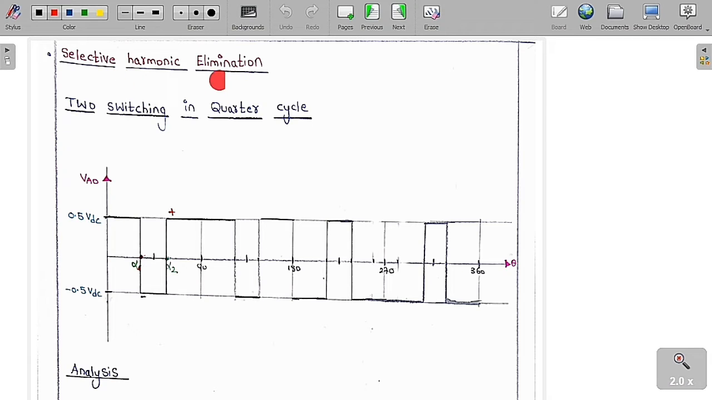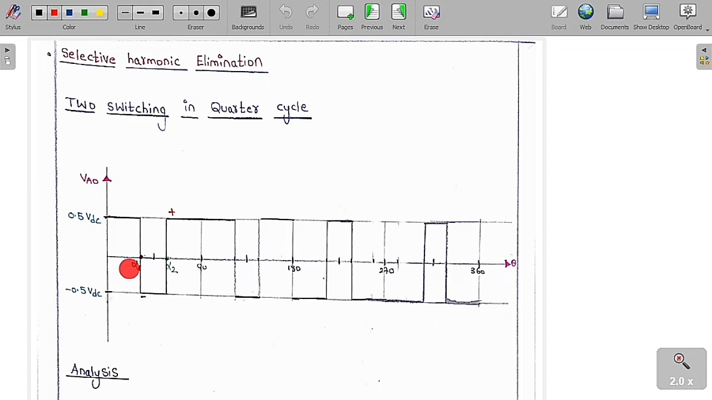We are going to study this concept. Suppose I do two switchings in the quarter cycle, that is, in 90 degrees, I switch two times. Then what do we get? If I do two switchings in 90 degrees, we will see what the advantages are and everything else.